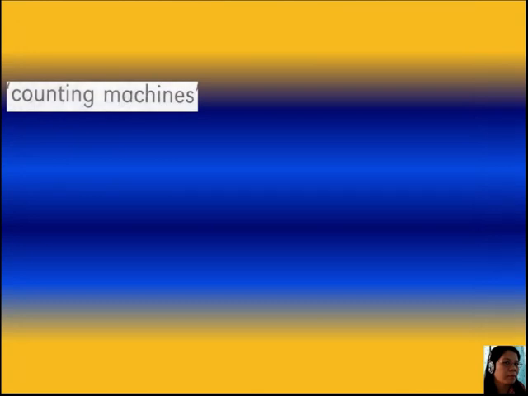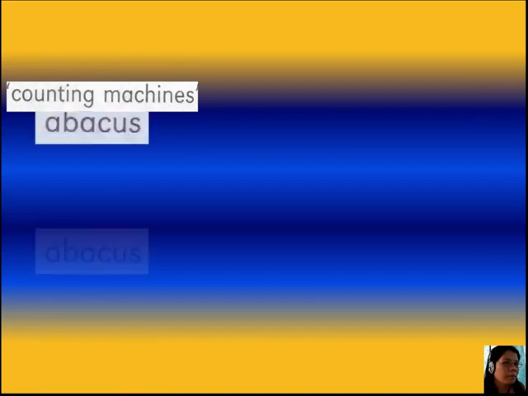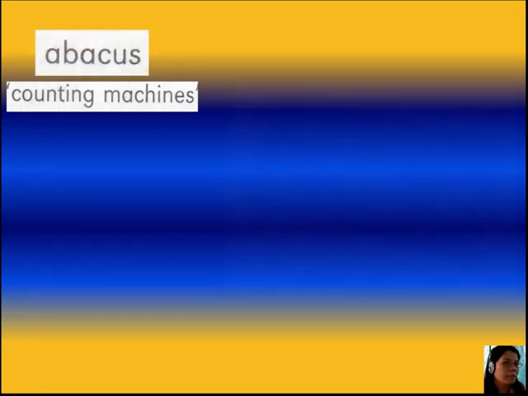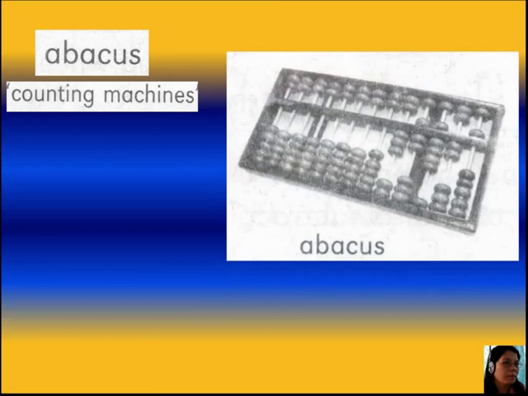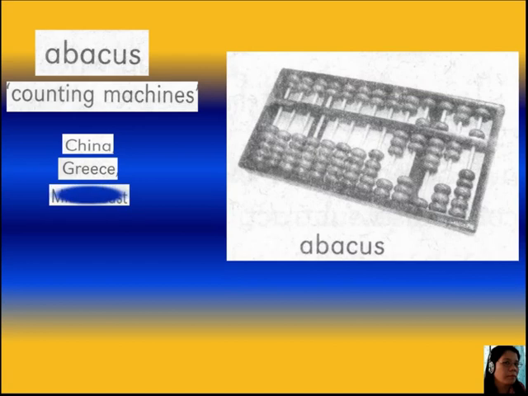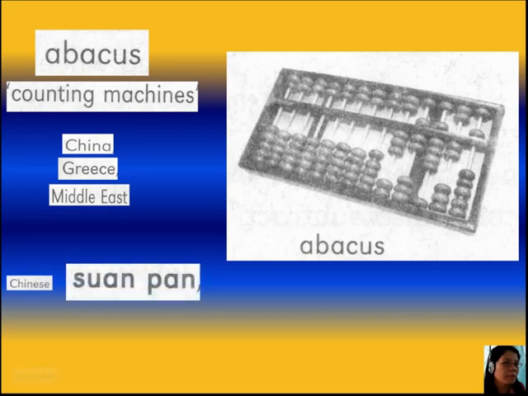Woods and metal rods replaced the sticks. Beads replaced the stones. A counting machine called abacus was born. The abacus was used for thousands of years by people in China, Greece, and the Middle East to calculate faster. Beads were moved back and forth along parallel rods to add and subtract large numbers. Today, the abacus is still used in some places. The Chinese call it the suan pan, while the Japanese call it the soroban.